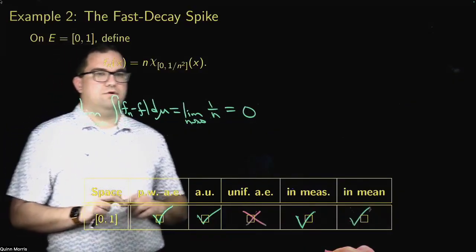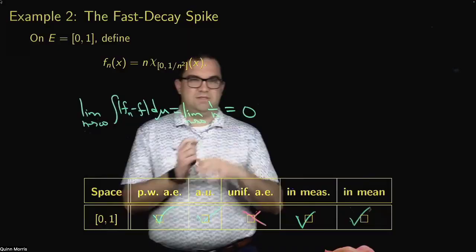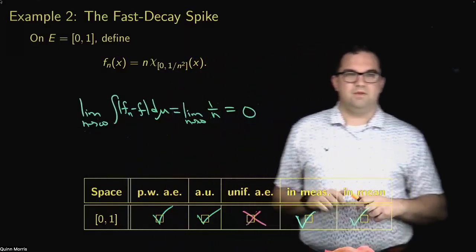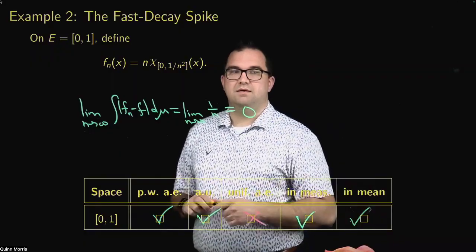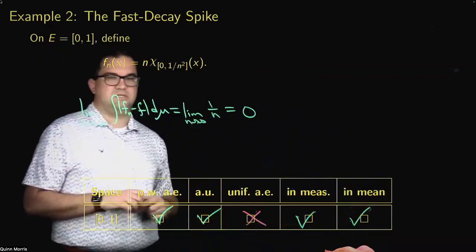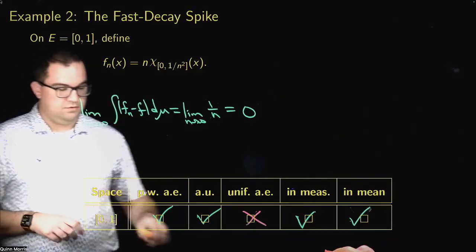So here, by just changing this indicator function slightly, I can now get convergence in mean in addition to this convergence in measure.